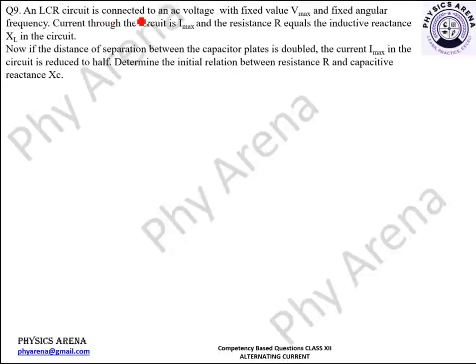An LCR circuit is connected to an AC voltage with fixed value Vmax and fixed angular frequency. The current through the circuit is Imax and the resistance R equals the inductive reactance XL in the circuit. So let's draw the circuit. We are having an RLC circuit which is connected to an AC supply.